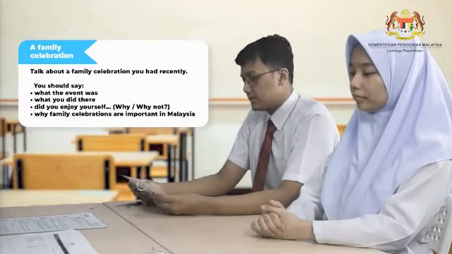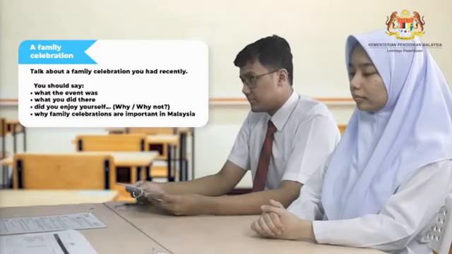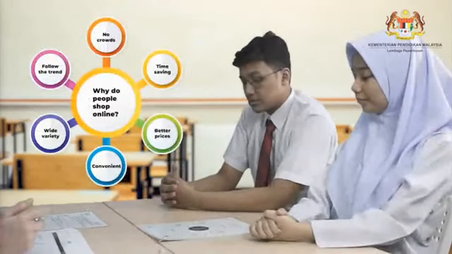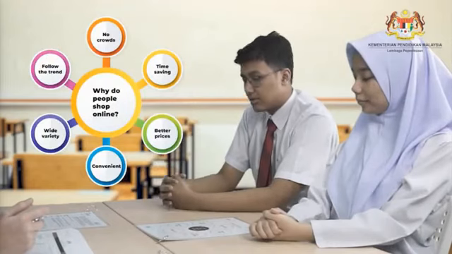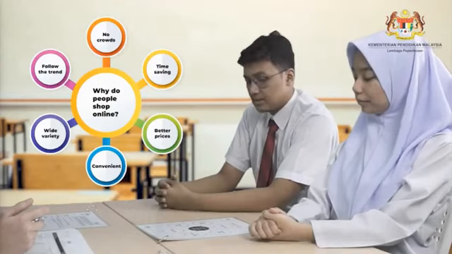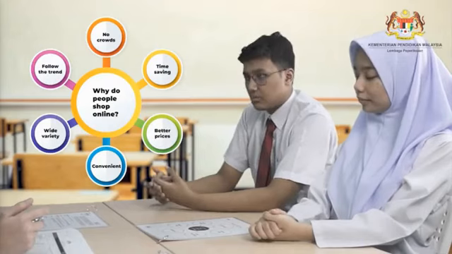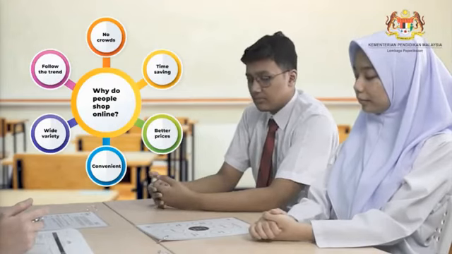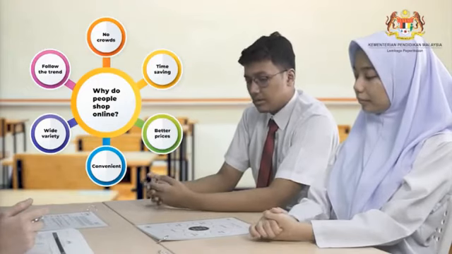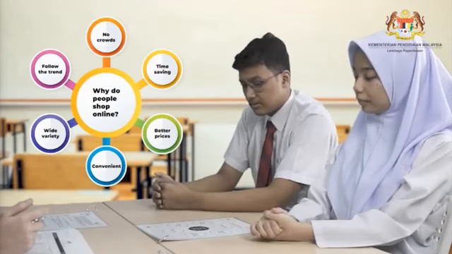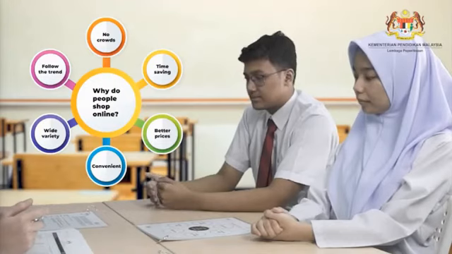Why I think family celebrations are important in Malaysia is because it strengthens the bond between family members. Why I think people shop online is because it's more convenient. Because when you shop online, you can access it through your phone, and everyone has their phones around them. Another reason is because it has a wide variety in choices. When you shop online, you can easily look up what you want. The last point is follow the trend. Nowadays, online shopping has gained much more popularity since before.